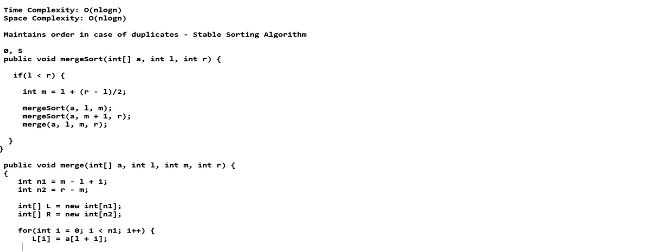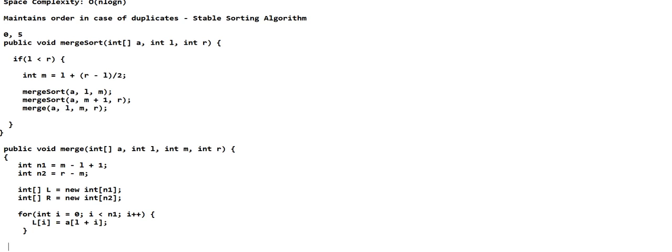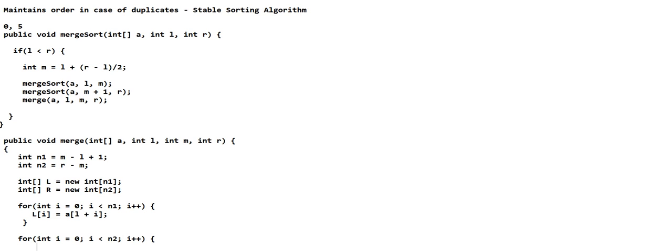And that is my left array. Now I'm going to create the right array. Integer i is equal to 0, i less than n2, i plus plus, and the first element in my right array will be mid plus 1, right? And then mid plus 1 plus 1, mid plus 1 plus 2, like that, right? So it will be A of mid plus 1 plus i, right?